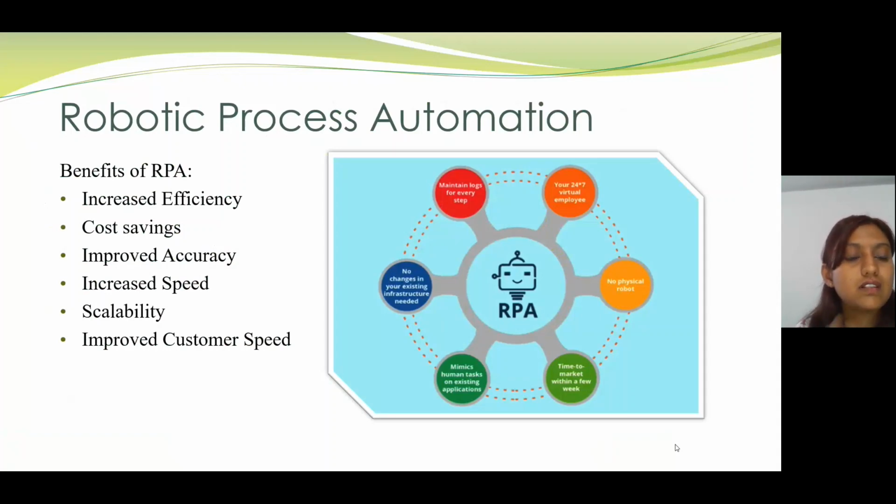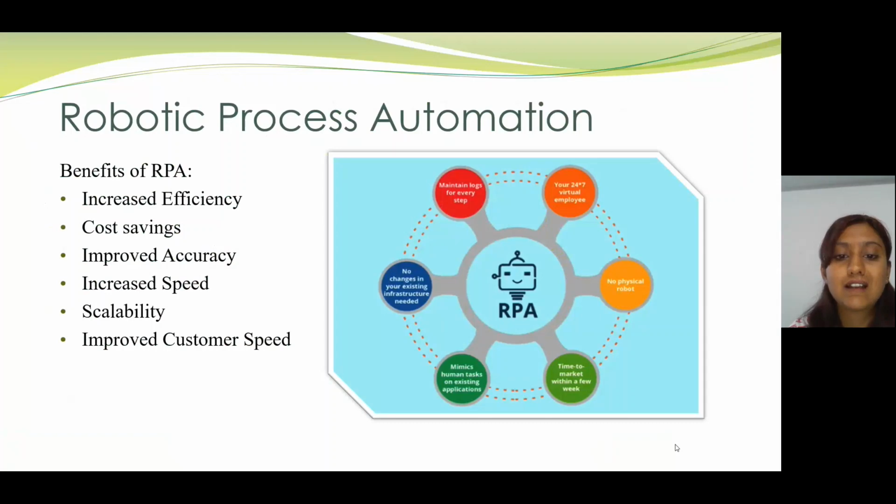Now let us see some benefits of RPA. First is increased efficiency. RPA allows for faster and more accurate completion of routine, rule-based tasks, freeing up employees to focus on more complex tasks. Next is cost savings. Implementing RPA reduces the need for hiring additional employees, saving recruitment and training costs and increasing productivity. Next comes improved accuracy. RPA ensures high accuracy, reducing the risk of manual errors in tasks such as data entry, saving time and resources. And it comes with increased speed.